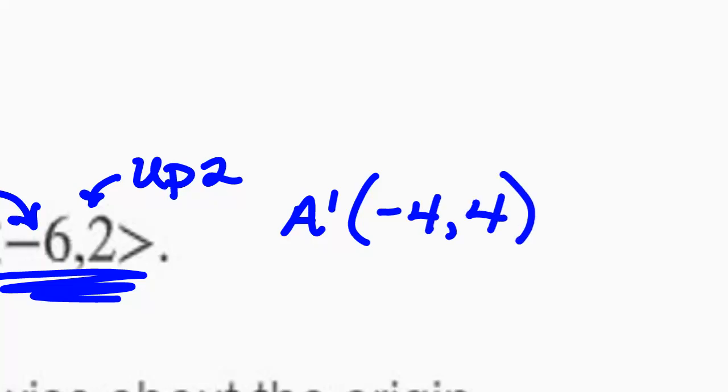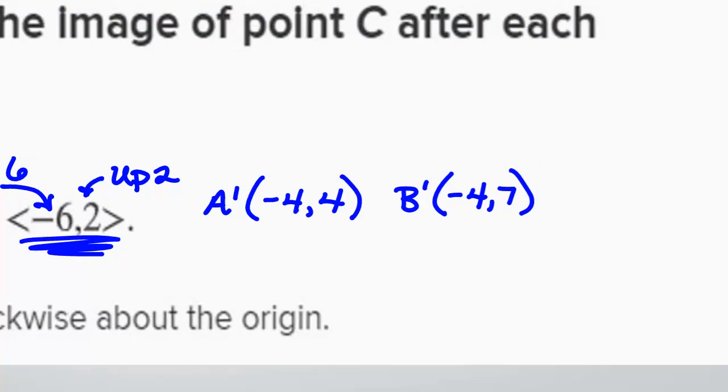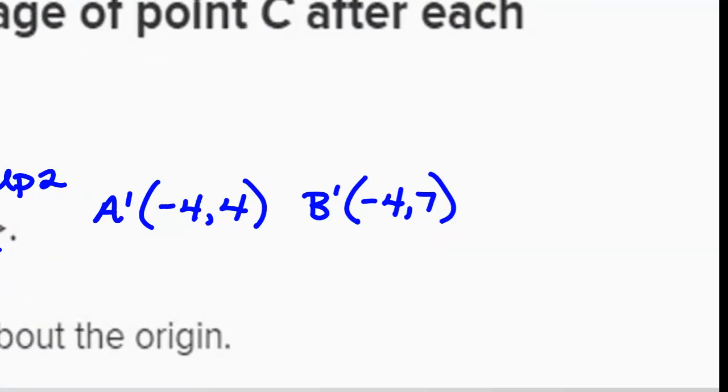So my A prime is going to be -4, 4. B prime would be -4, 7. And C prime would be -2, 4. So there's my new A prime, B prime, and C prime.